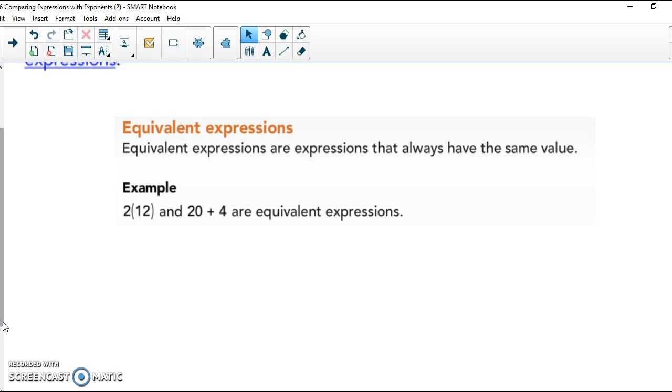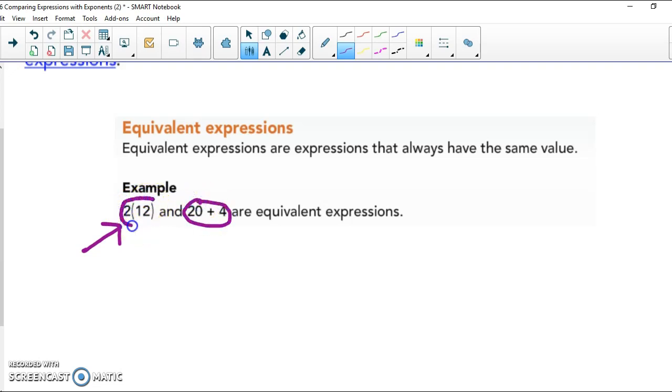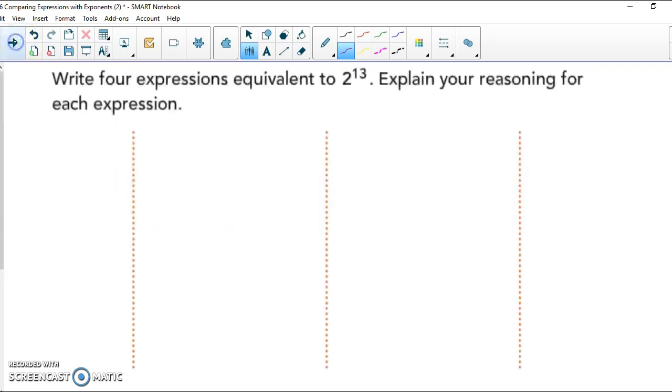So another example would be 2 times 12, as shown here, which we know we could simplify or evaluate to 24. And 20 plus 4 would be another expression that would also have that same value of 24. So those are equivalent. So we're going to look at creating those using our exponent properties. So we need to write 4 expressions that are equivalent to 2 to the 13th power, and we want to explain our reasoning for each.